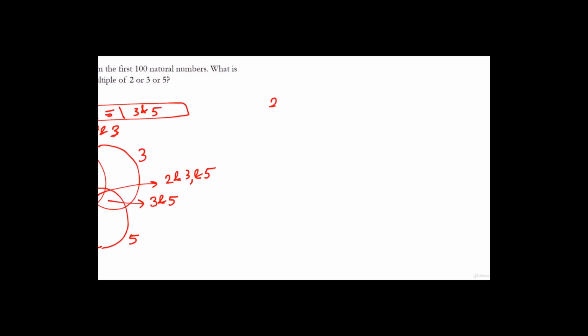2 alone, 3 alone, 5 alone. Numbers that are multiples of 2 alone, 3 alone and 5 alone. Numbers that are multiples of 2 and 5, numbers that are multiples of 2 and 3, numbers that are multiples of 3 and 5. And then we have numbers that are multiples of 2, 3 and 5. So right now we have found out that there are 3 numbers which are multiples of 2, 3 and 5.